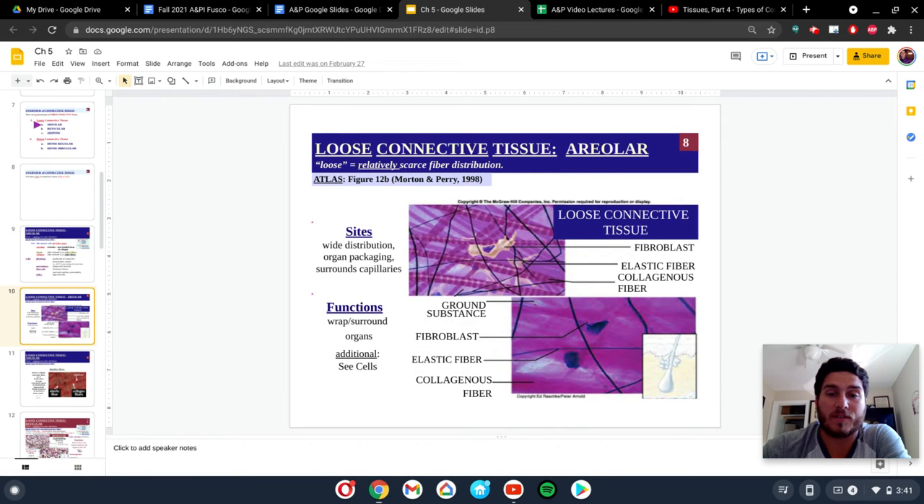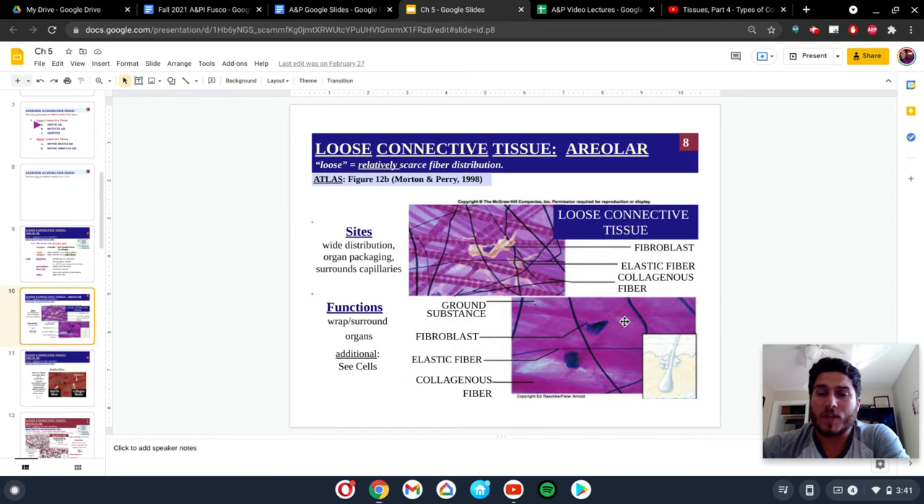So this is a loose connective tissue, as we mentioned. You're going to find these all throughout the body. You're going to find these in places that are surrounding organs, as well as capillaries and many other places throughout the body. Again, they are connective tissues, so they're going to connect the body in many different ways.